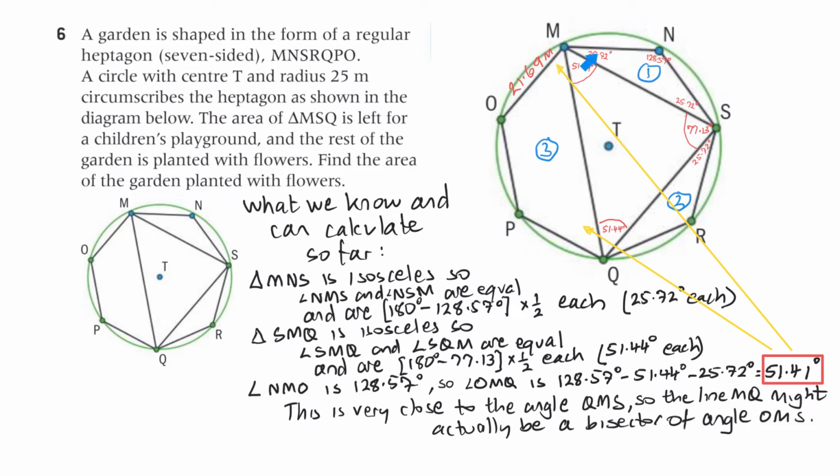So if we've got 128.57, we minus 51.44, we minus 25.72, and the answer comes up to 51.41. Now, 51.41 is very similar to 51.44 on the other side, so it does appear, I've written here, this is very close to the angle QMS. So the line MQ, this line here, might well be a bisector of this angle. It looks like this line here bisects this angle, which basically breaks it into half. So you've got 51.4 on one side and 51.4 on the other. The reason it's not exact, I think, is because I've rounded so many times to get to this point. We'll just use 51.41 here and 51.41 here.